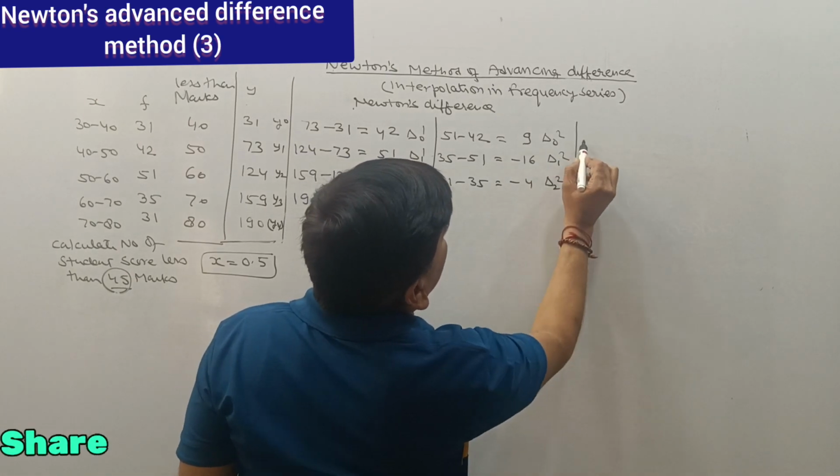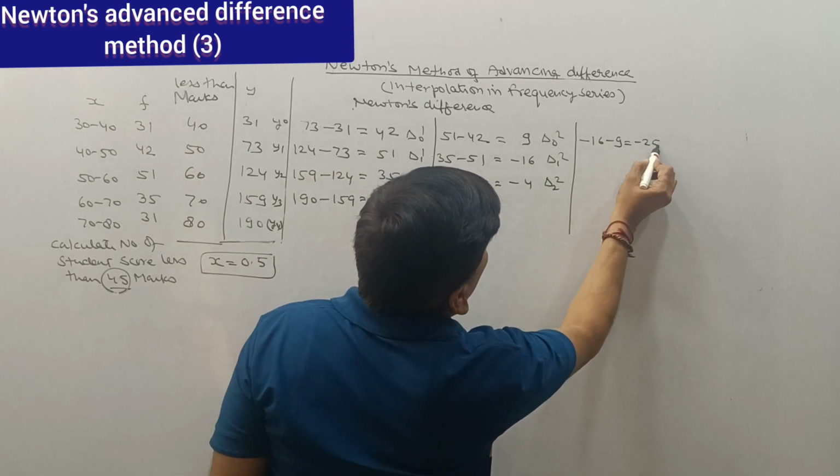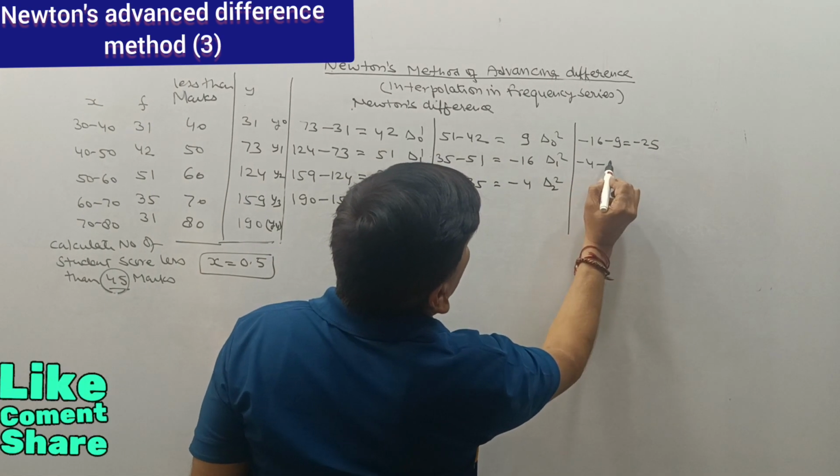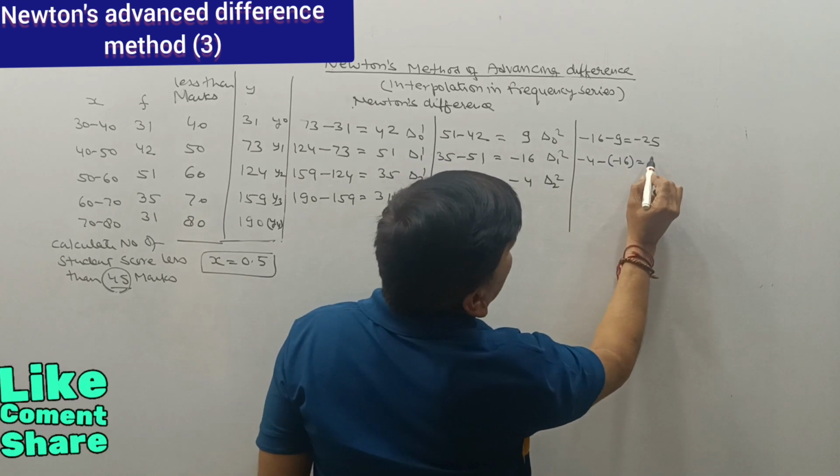Now come to the next difference: minus 16 minus 9 is minus 25, minus 4 minus minus 16 is plus 12.